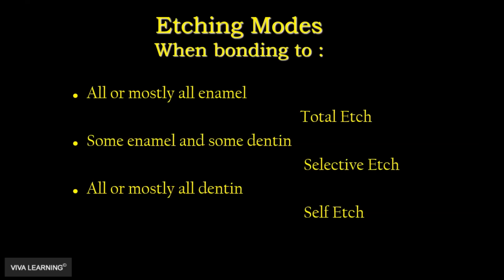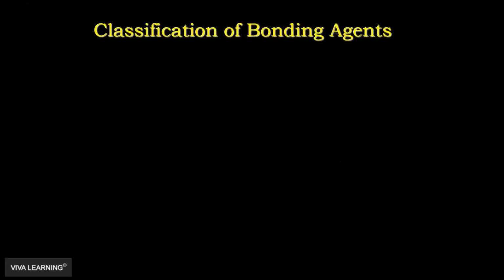So to me, these are all different clinical situations we encounter almost on a daily basis. And what I'm leading up to is that you want to use all three of these techniques. So it would be nice if you have a system that allows you to do that, which we'll talk about in just a minute. So our classification of bonding agents, we have the total etch 3 steps.